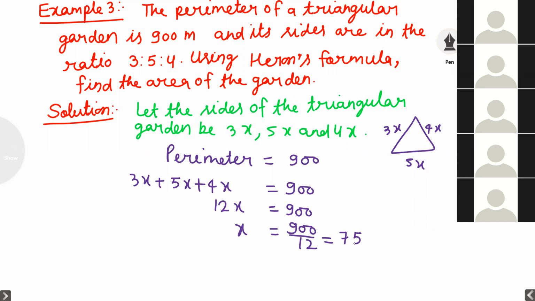Now again I want to find out each and every side. First side is 3x, 3 into 75, 225. 5 into 75, 375. 4 into 75, 300. Then s is equal to a plus b plus c by 2.